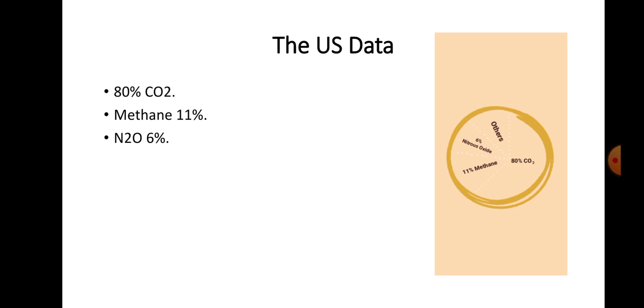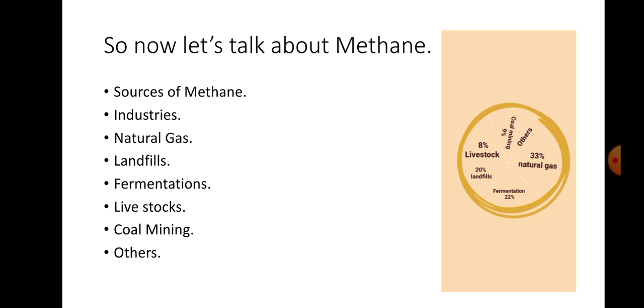Now looking at the US data, it's a little bit different. In the US, carbon dioxide contributes about 80%. Methane is about 11%. Nitrous oxide is about 6%, and the rest, chlorofluorocarbons, water vapors, all fit in here. So it is a bit different from the global data. Today, as I told you before, my topic is methane, so let's talk about methane.